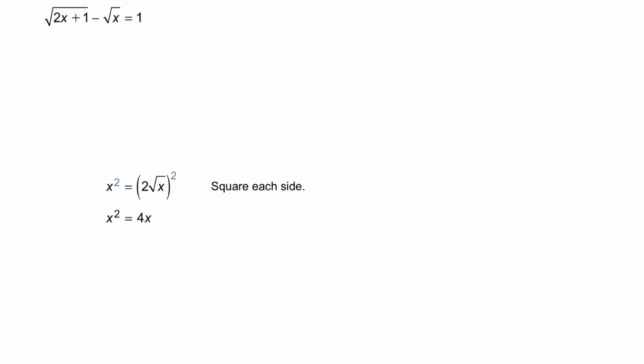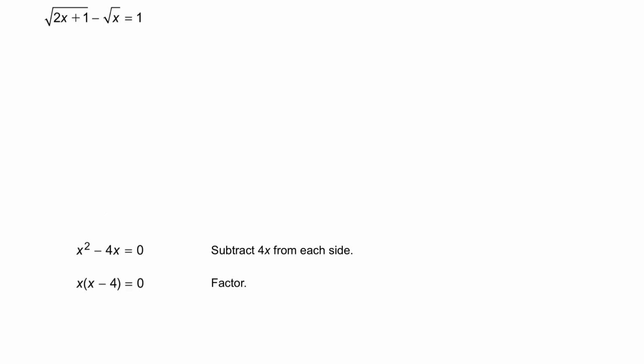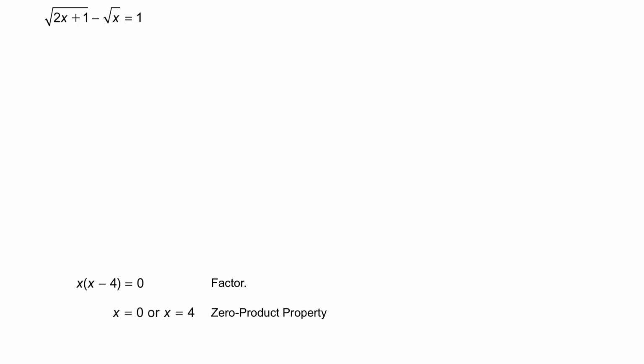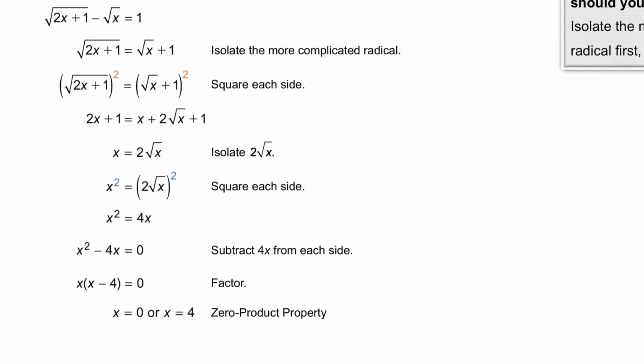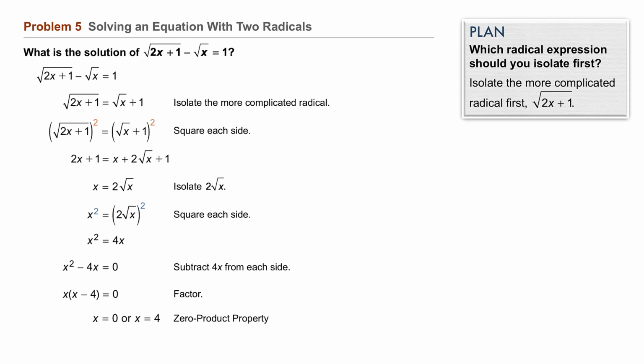We'll now subtract 4x from each side and factor the expression on the left. x squared minus 4x becomes x times the difference, x minus 4, and that equals 0. Now, by the zero product property, we can state that x equals 0 or x equals 4. Each of these represents a solution that, when substituted into the equation, makes it true.